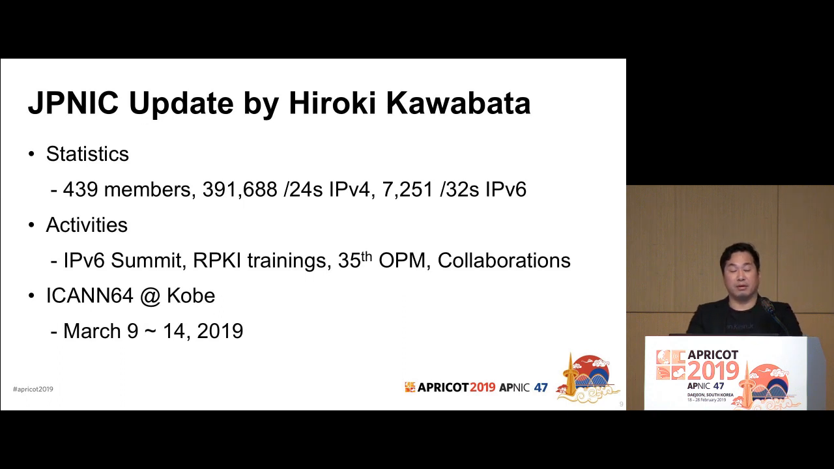And next, the JPNIC update was made by Hiroshi Kawabata-san. JPNIC has 439 members and has 3,091 V4 addresses and 7,251 V6 blocks. As a leading country in IPv6, they hosted the V6 Pro Summit and also provided RPKI training. They also hosted the 35th Open Policy Meeting, and they are actively helping other NIRs. And lastly, they are going to host ICANN 64 in Kobe, March 9th to 14th, which is next week. Hope some of you can attend because it's a neighboring country.